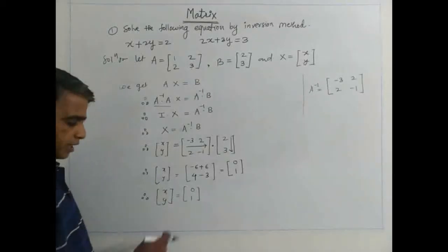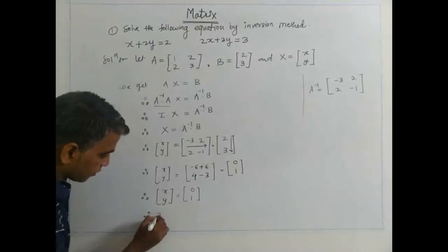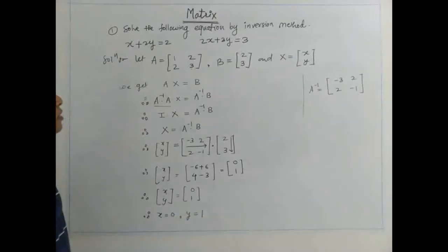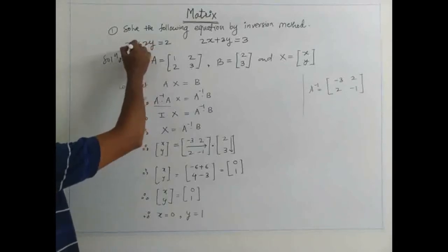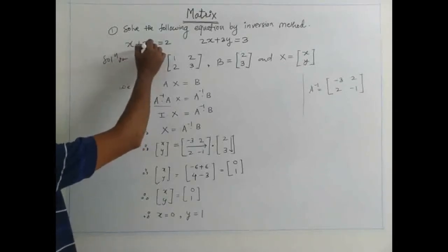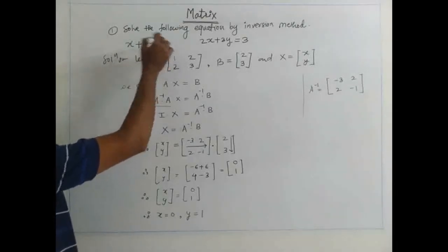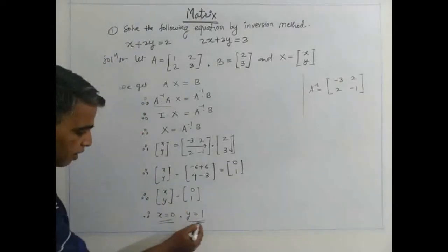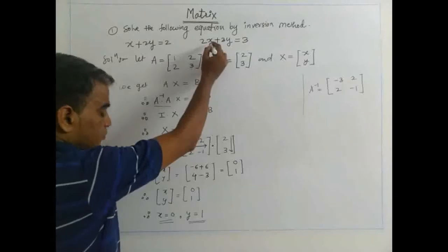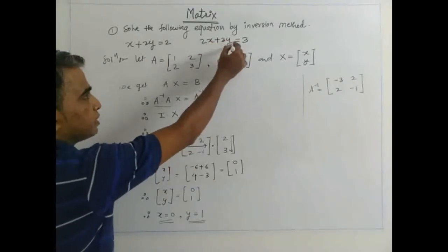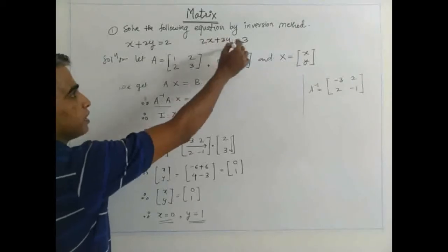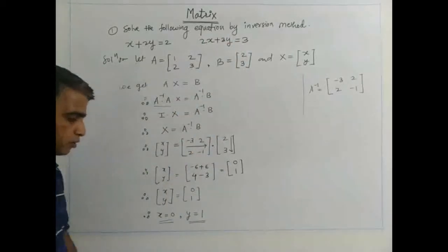Now both the matrices are equal, therefore X is equal to 0 and Y is equal to 1. Now cross check those values with the equations. X is 0, Y is 1, so we get 0 into 2, plus 2 into 1, that is 0 plus 2 is equal to 2. So the first equation is satisfied with these values of X and Y. In a similar way, 2 into 0 is 0, plus 3 into 1 is 3, that is 0 plus 3 is equal to 3. So the second equation is also satisfied.